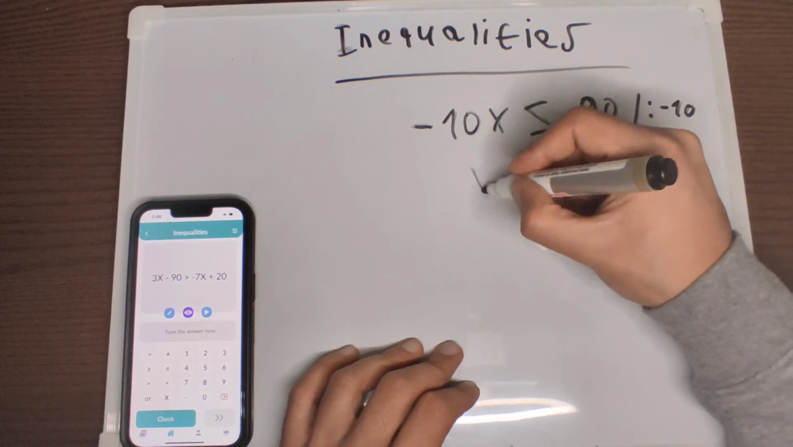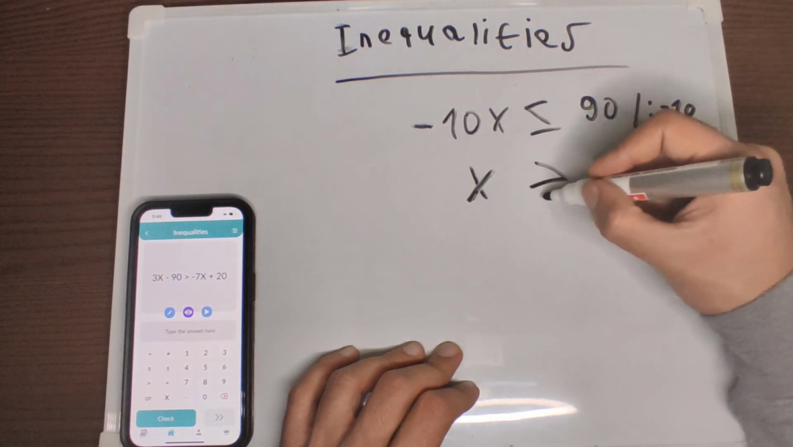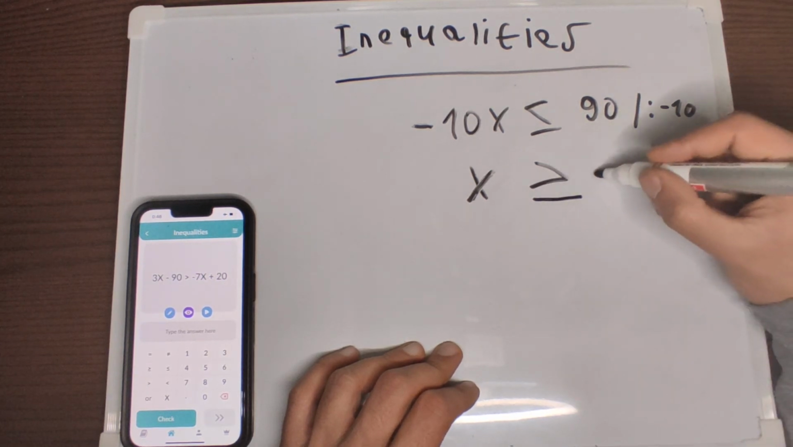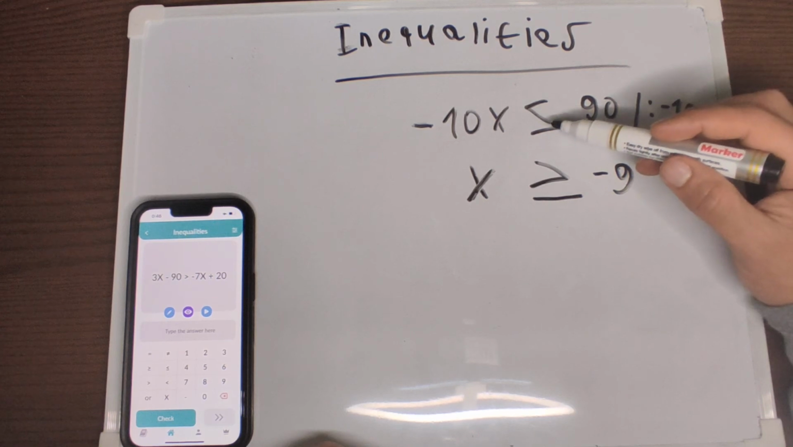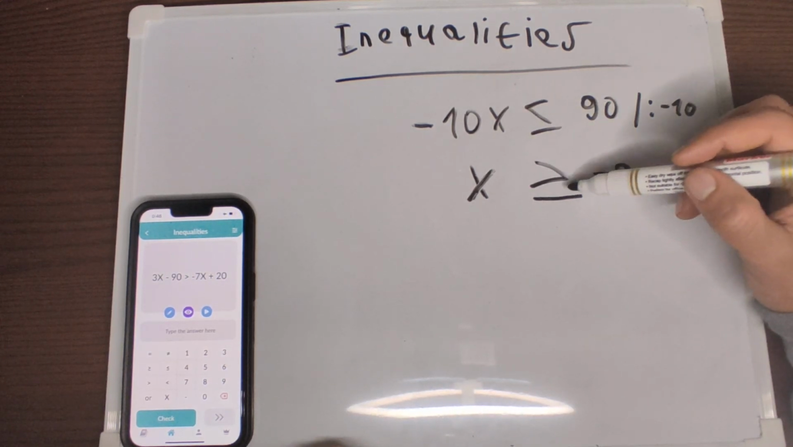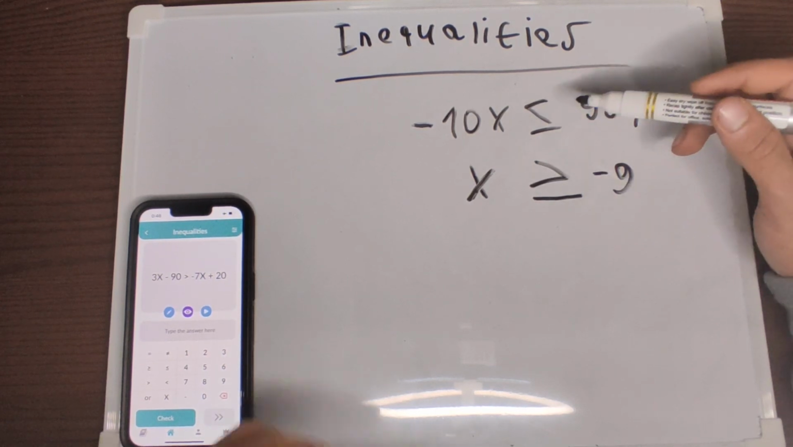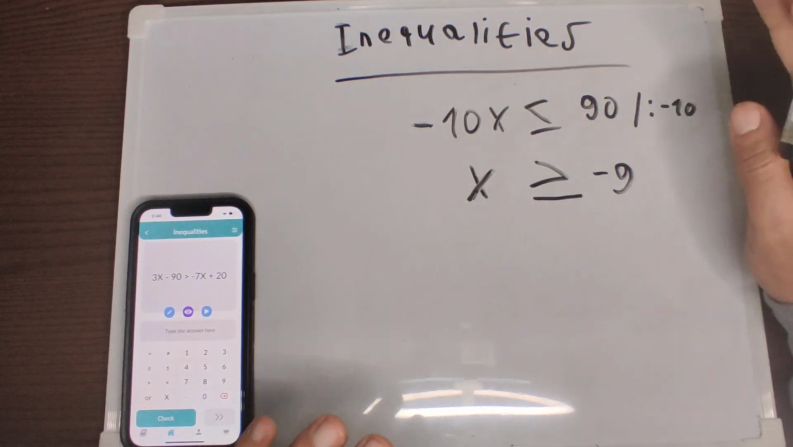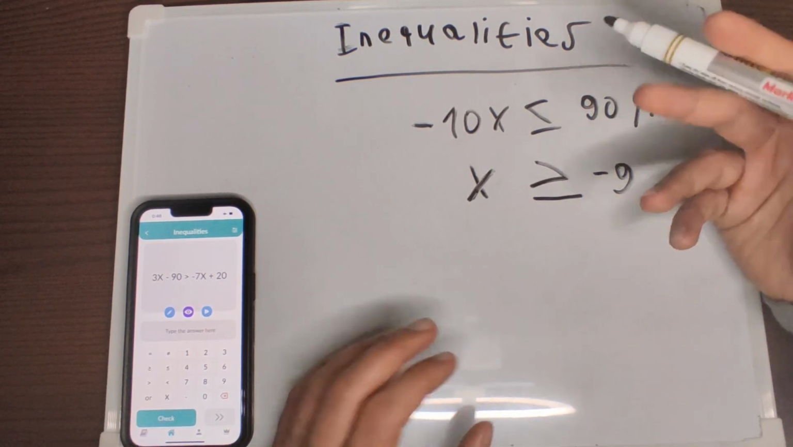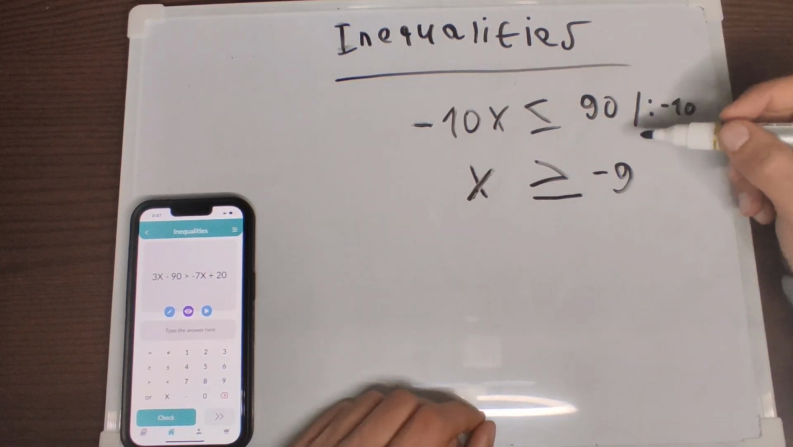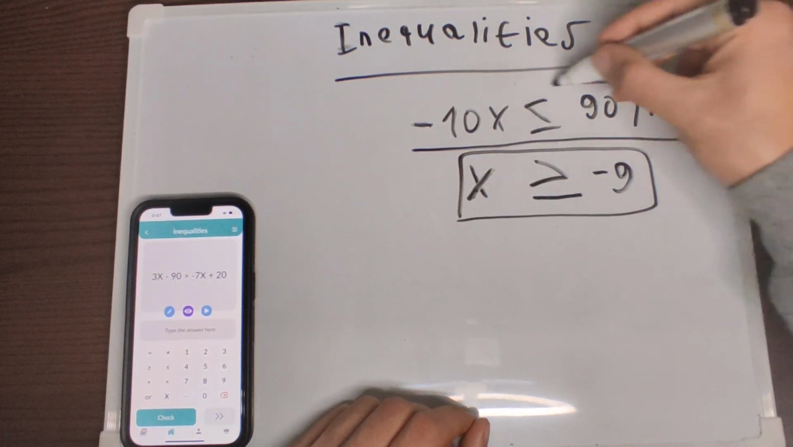So it will become x is greater equal than minus 9. When you have an equal here, you will have an equal even when you flip it, because it doesn't change the actual sign. Equal will remain. And only the bigger and the lower will replace themselves. So this is the result for this inequality.